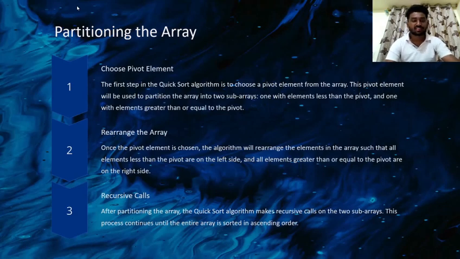Partitioning the array. First one is choose the pivot element. The first step in the quicksort algorithm is to choose the pivot element from the array. The pivot element will be used to partition the array into two subarrays, one with the elements less than the pivot and one with the elements greater than the pivot.